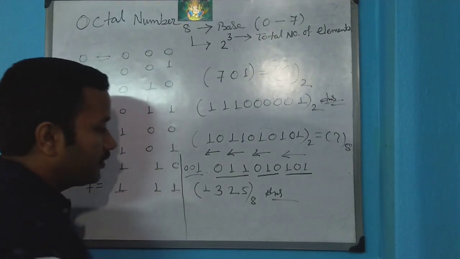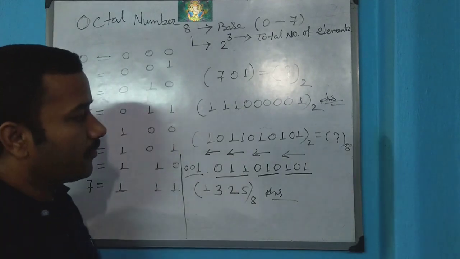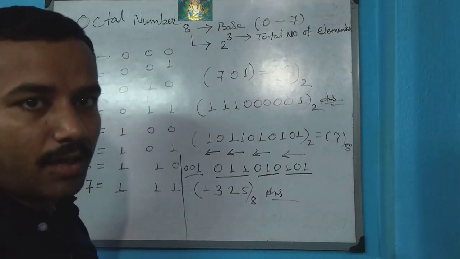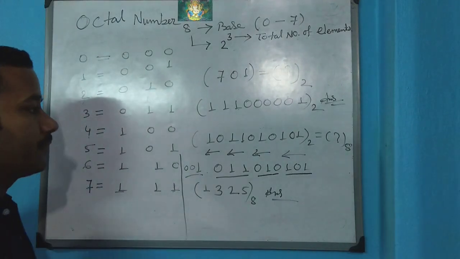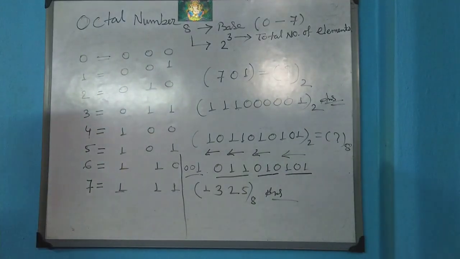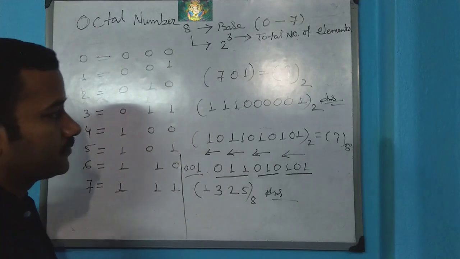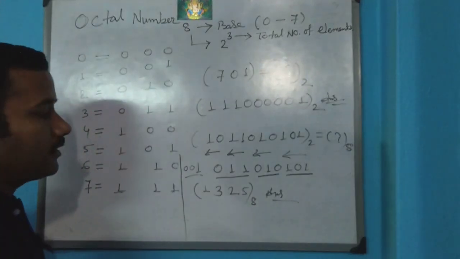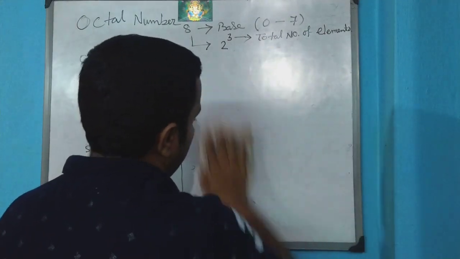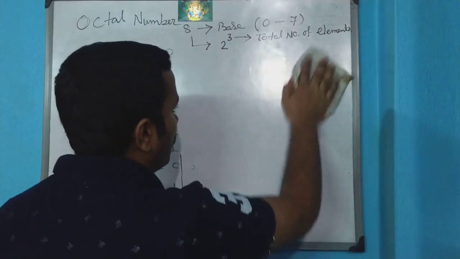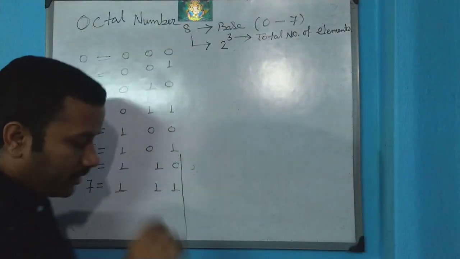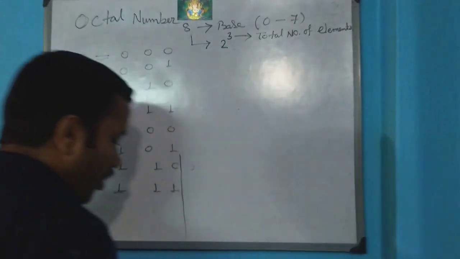So it is very simple to convert a binary number to a decimal number, a binary number to an octal number, or an octal number to a binary number. Clear? Now we convert a number from octal to decimal or decimal to octal. First, decimal to octal.